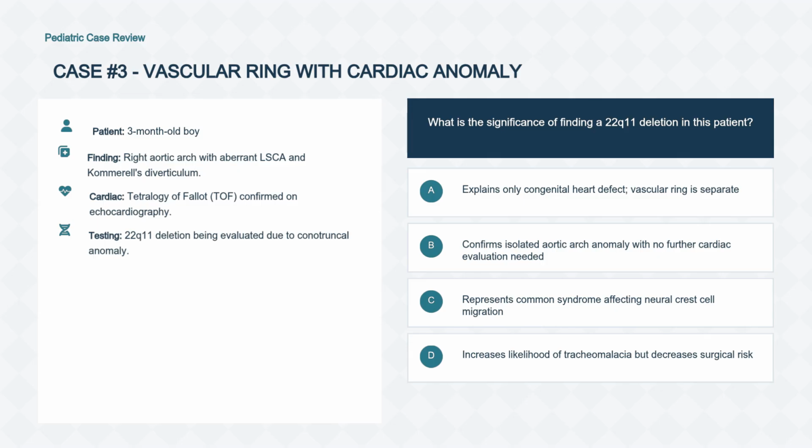Question 3. Vascular ring with cardiac anomaly. A 3-month-old boy has a right aortic arch with aberrant left subclavian artery and Kommerell diverticulum. An echocardiogram confirms tetralogy of Fallot. What is the significance of finding a 22q11 deletion in this patient?